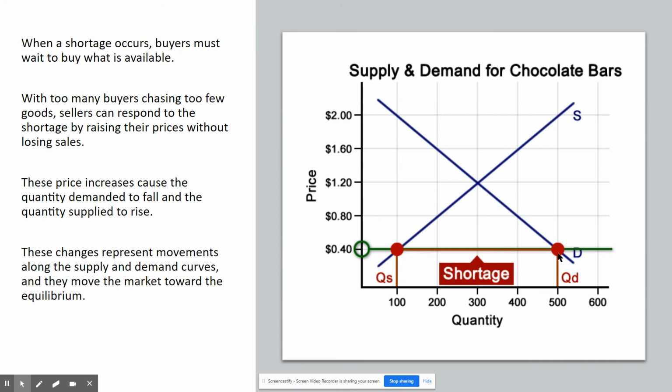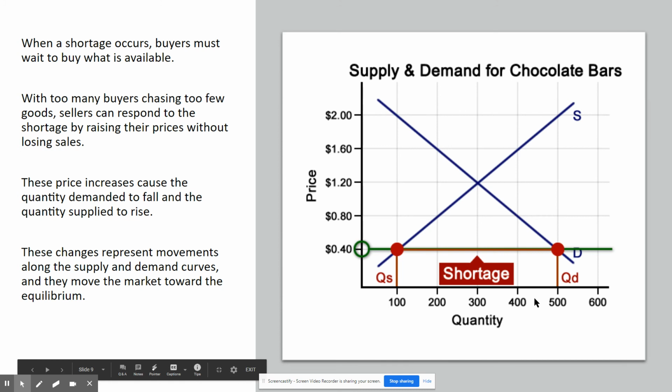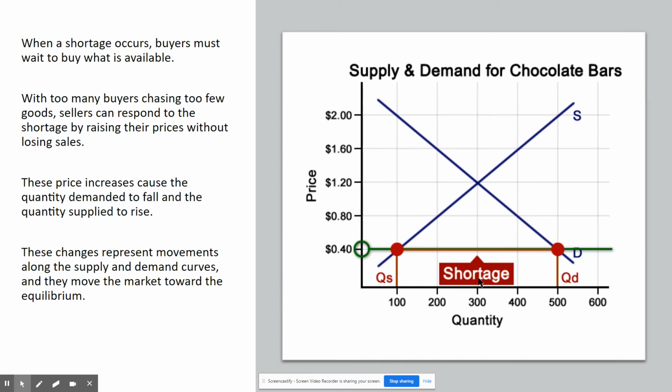When you're asked to find out how many you're in excess of or how many you're short of, remember, you just take the points right here. You take the price that's being sold at, draw a line parallel to your x-axis, and then you come down here: 500, 100. 500 minus 100 is 400. 400 short.